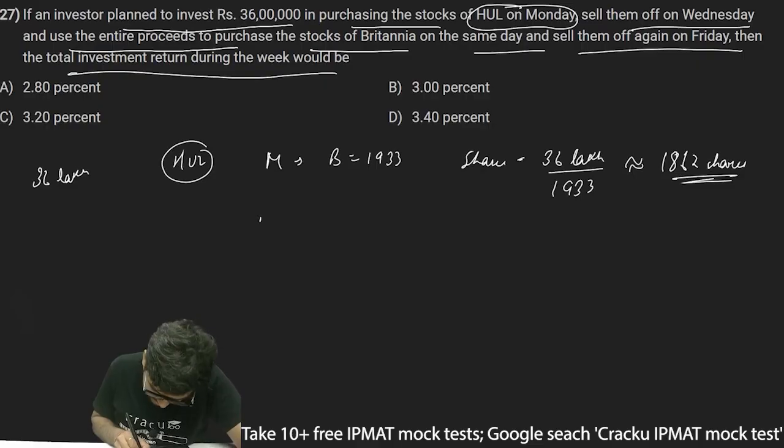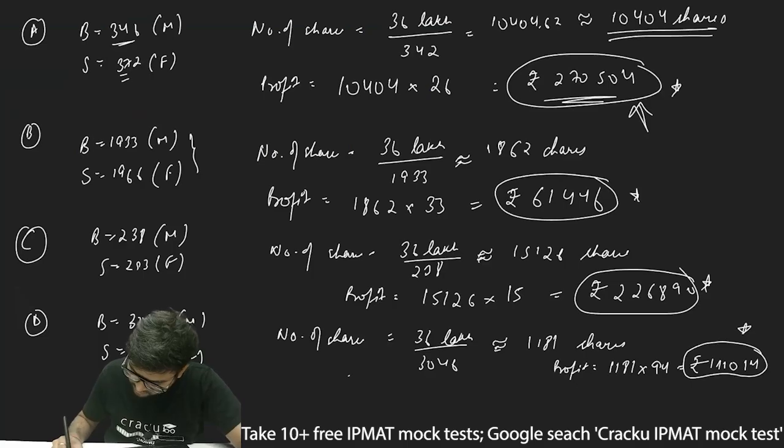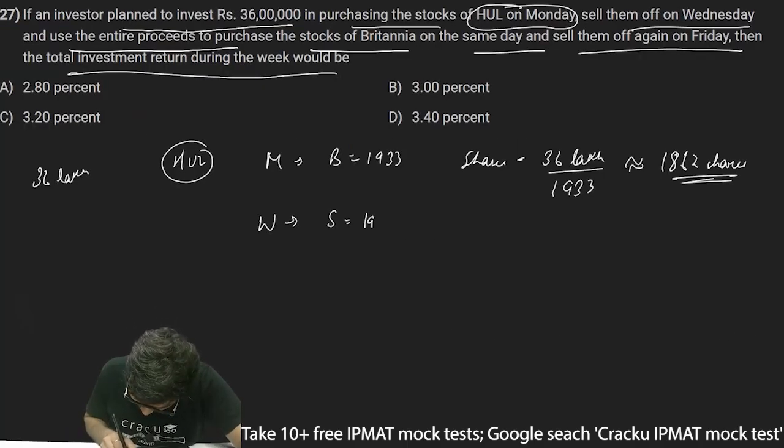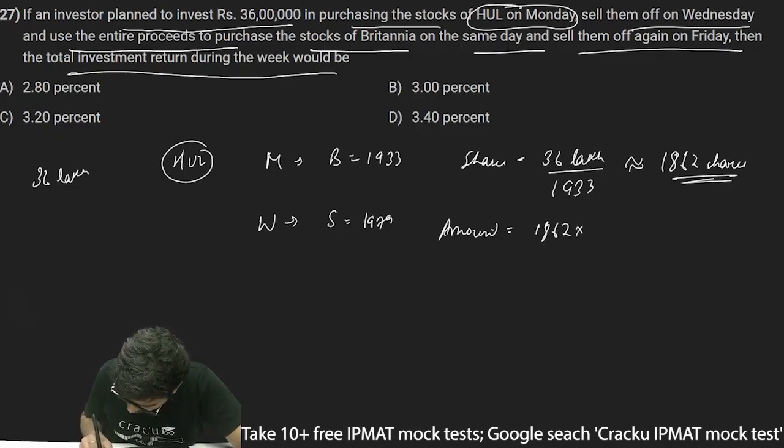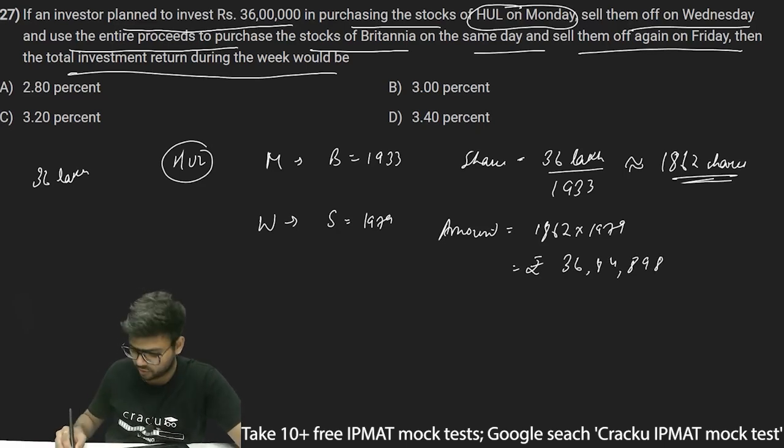Now he is selling this on Wednesday, and the Wednesday selling price for HUL is 1979. So 1979 is the selling price, and therefore the amount will be 1862 into 1979. This will be roughly equal to 3684898. This value will be 3684898.